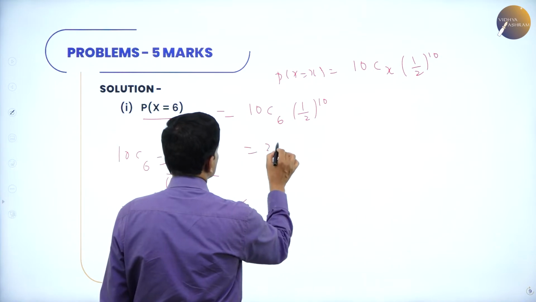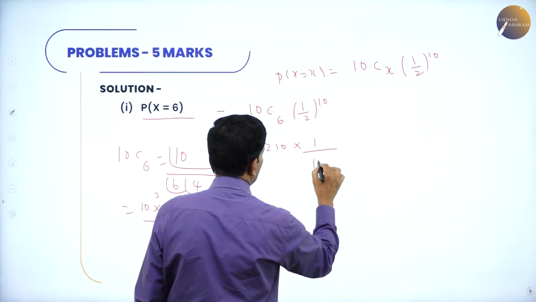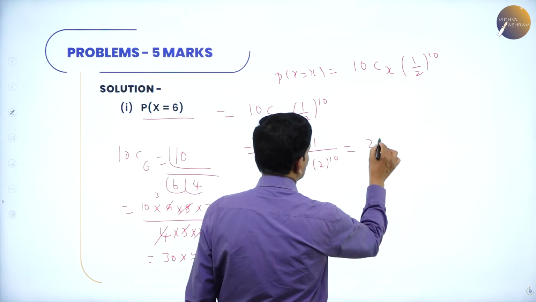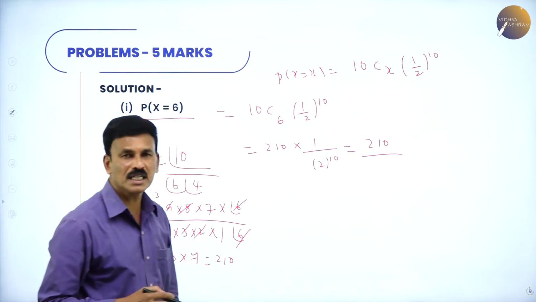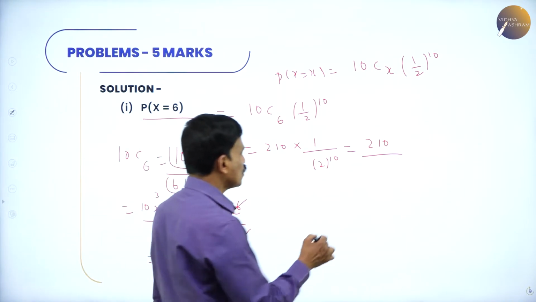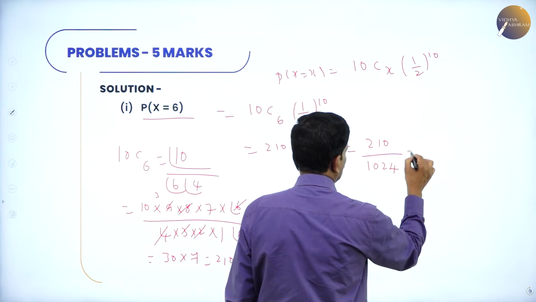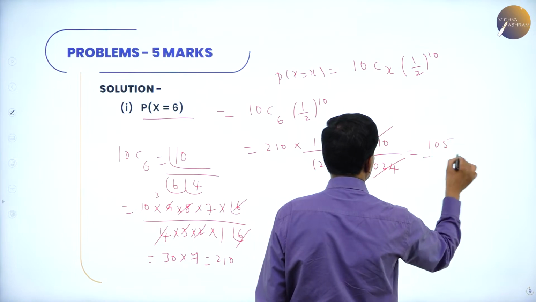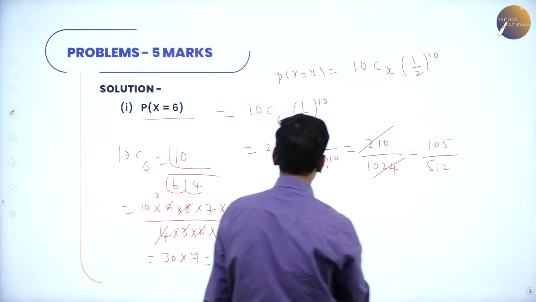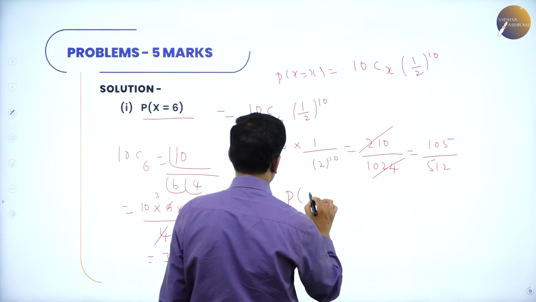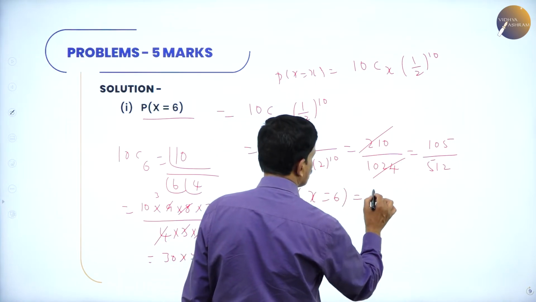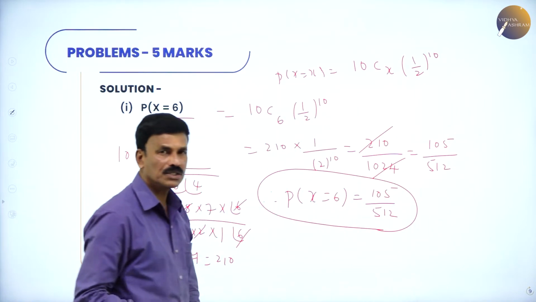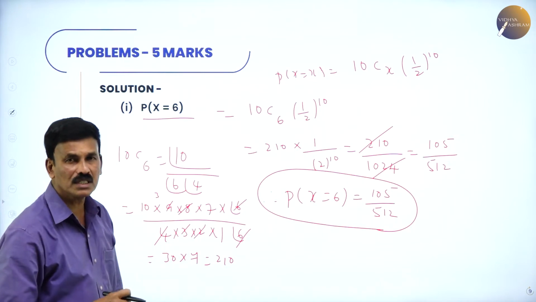This is equal to 210. So this is 210 into 1 by 2 to the power of 10. Now if you simplify this, 2 multiplied 10 times, 2 into 2 into 2 into 2, is 1024. You can divide by 2. If you divide by 2, this is 105 divided by 512. So therefore P of x is equal to 6 is 105 divided by 512. So that's it. In the examination they may ask any one condition like this.